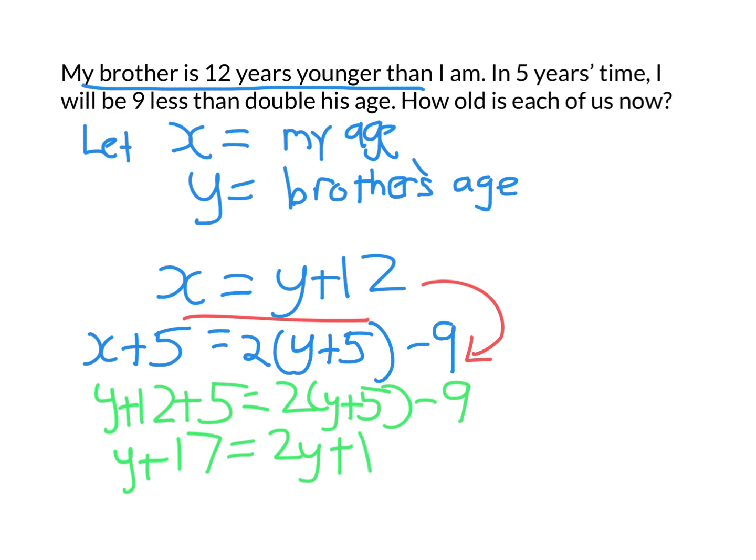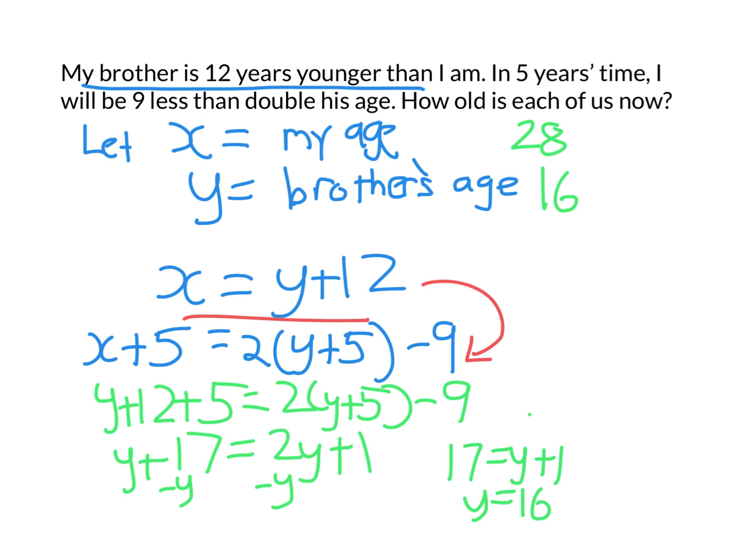All right, now I solve this equation. I've got y on both sides of the equation. Subtract the one with the lowest coefficient. I get 17 equals y plus 1. Obviously, that means y equals 16. So I found that y equals 16, x equals y plus 12 is 28.